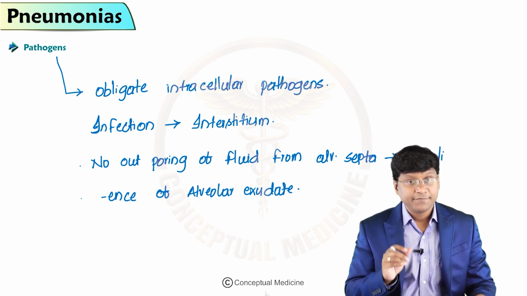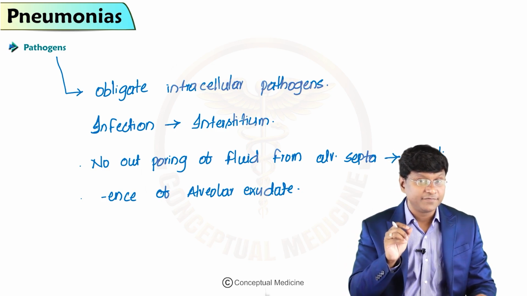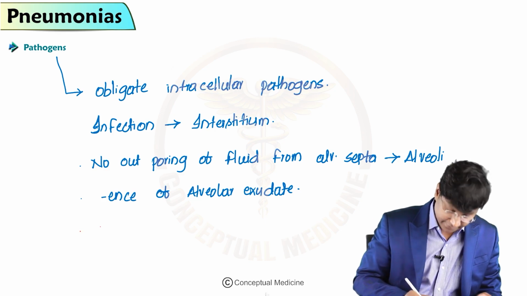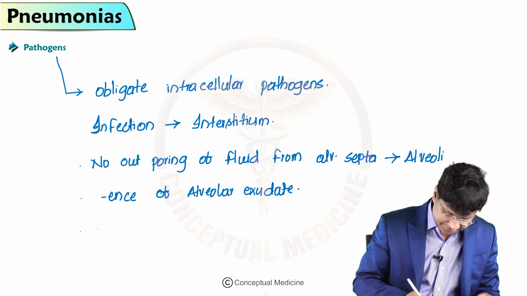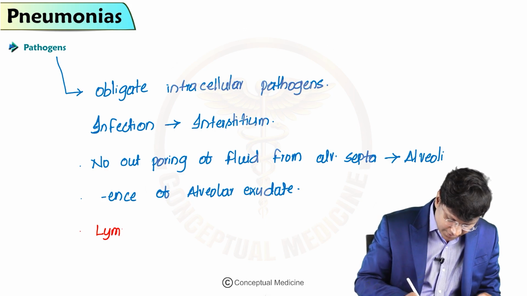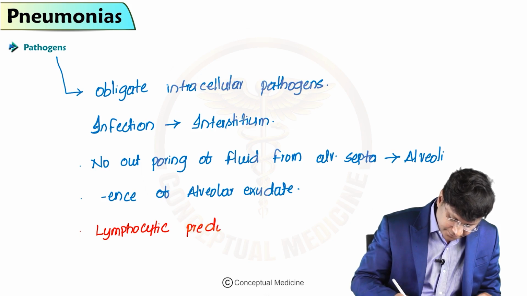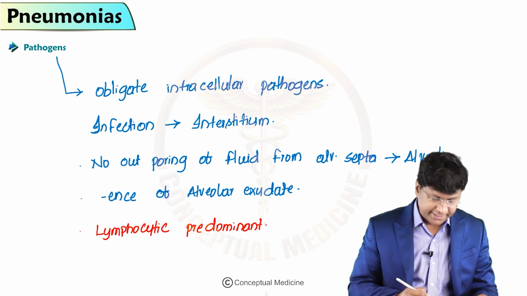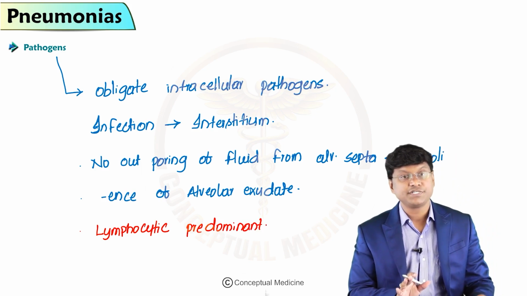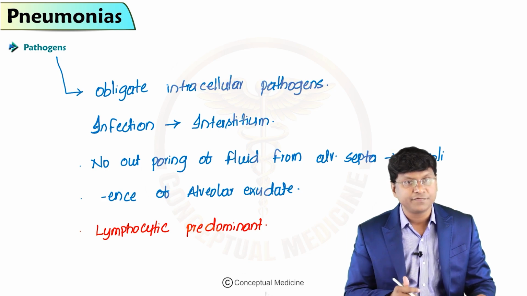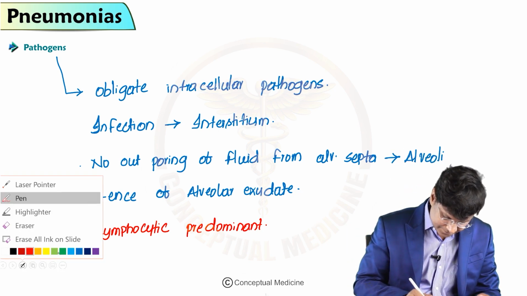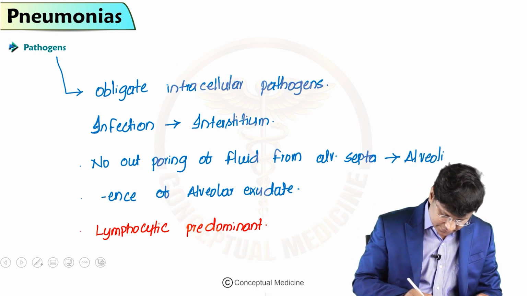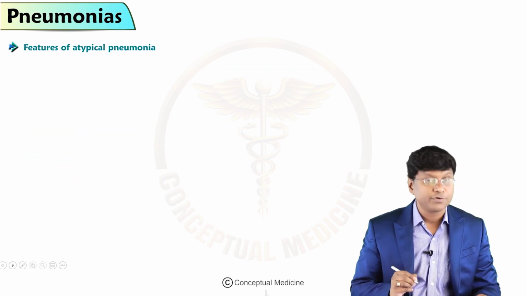And if you take the inflammatory infiltrate, it is mainly lymphocytic predominant. So these are some of the features of the atypical pneumonia. Few more features if you see.